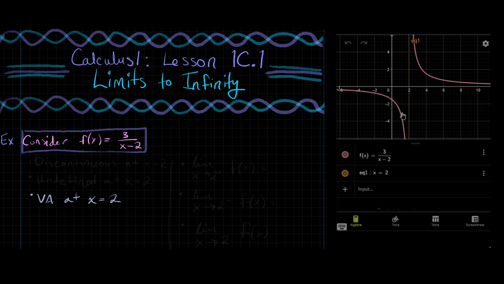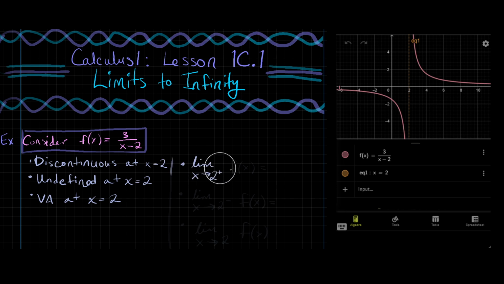Right, so here's our function, and then our vertical asymptote is right there at 2. Now there's two other things we can say about what's going on there. We can say that it is discontinuous at x equals 2, or that it is undefined. We cannot plug 2 into this function because it would be undefined there. But what if we want to try to get close to 2? What can we say about the behavior of this function as x is getting close to 2?